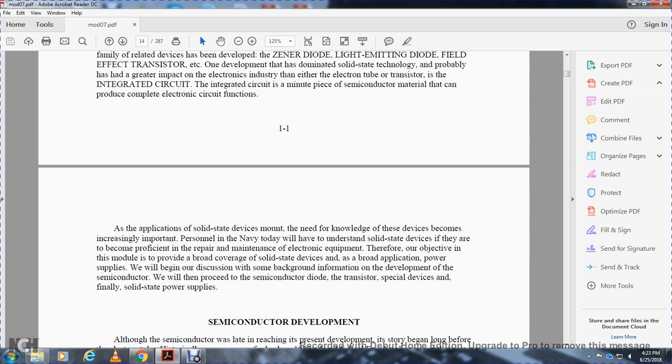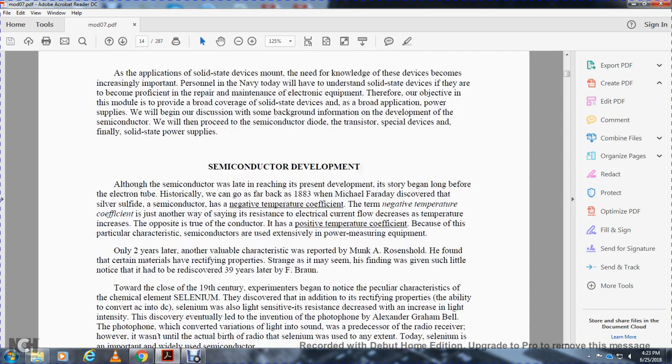Our objective in this module is to provide broad coverage of solid-state devices and their applications, including power supplies. We will begin with some background information on the development of the semiconductor. We will proceed with the semiconductor diode, the transistor, the special device family, and solid-state power supplies.